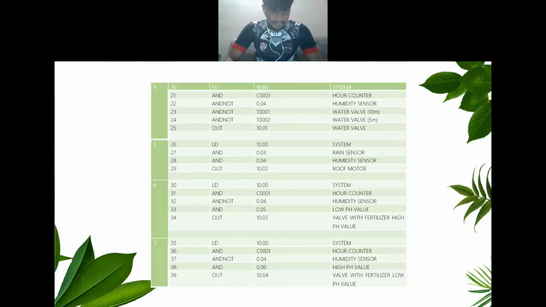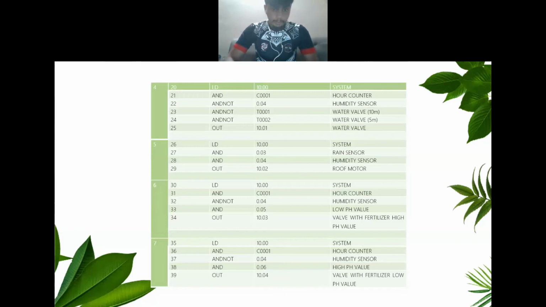And we'll go for rung 6, which as usual starts from the system, followed by the hour counter, which is AND gate, and the humidity sensor, which is AND NOT push button, and low pH value will be AND, which is the sensor. We can change it from the 0 to 1 state.